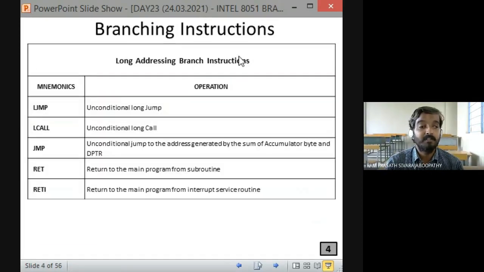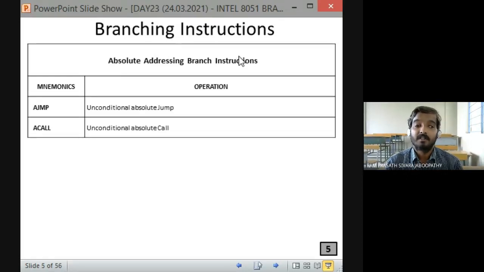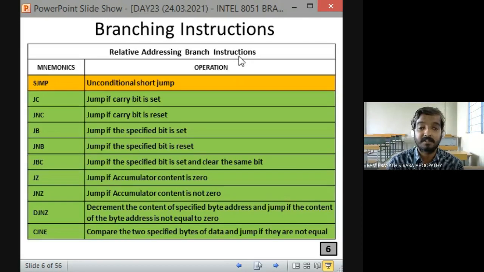The previous two are unconditional. All the instructions in long addressing are unconditional. Similarly, those in absolute addressing are unconditional. Whereas in the case of relative addressing, except SJMP, all other instructions are conditional branch instructions. That is why it is highlighted in a different color. Shall we see the instructions? Yes.